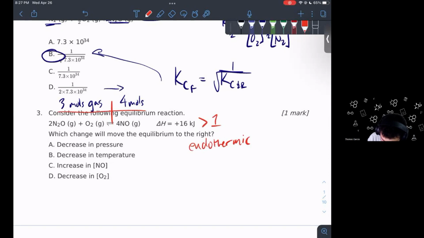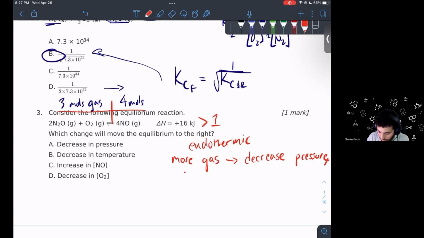When we shift the equilibrium by first just looking at the gas, we know that if we want more gas, then all we have to do is decrease pressure. Because when you decrease pressure, the system wants to balance out, so it will add gas particles by shifting right.